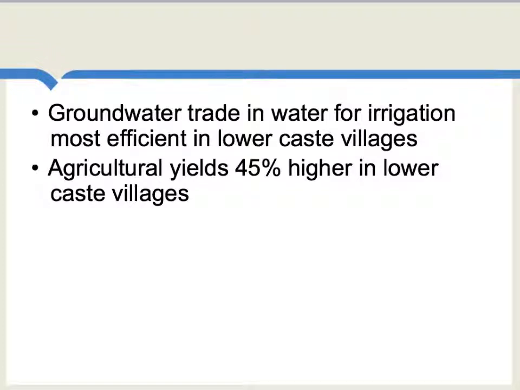First, trade in water for irrigation seems to run best in the lower caste villages. That is, the trade is more efficient in villages which are relatively homogeneous and villages which are ruled predominantly by lower caste members. To make this quantitative, it seems that agricultural yields are on average about 45% higher in the lower caste villages. Of course, that's a pretty big difference. Note that Anderson goes to great lengths to argue that the 2 different kinds of villages here really are sufficiently comparable for this number to make sense. You can read the details of that discussion in the paper.